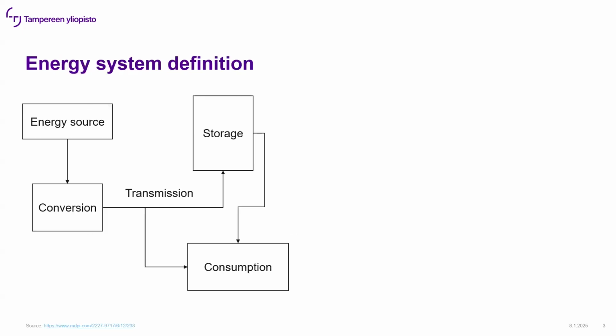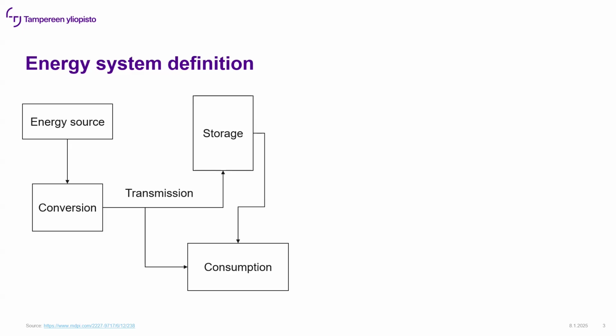But at first, the energy system definition, what kind of components does it include? So this is a really crude division of these systems, but basically all the energy systems have a similar kind of structure. So it has some kind of an energy source. Then you have some kind of a conversion system. So this is kind of like the primary versus the secondary energy that goes into the consumption via transmission.